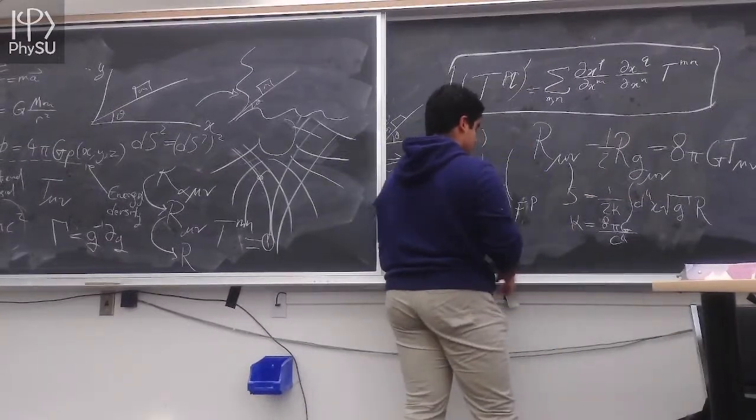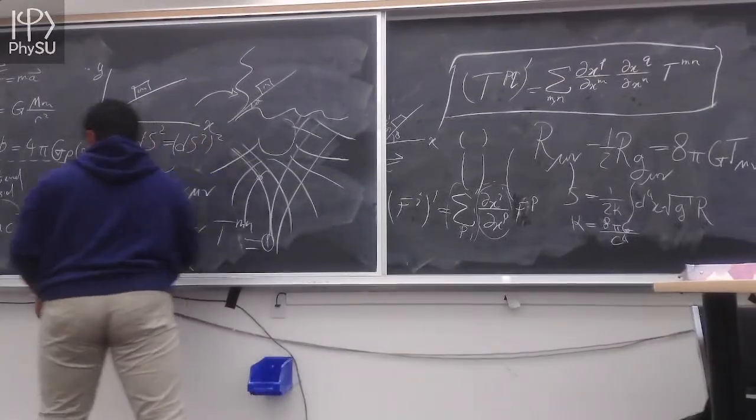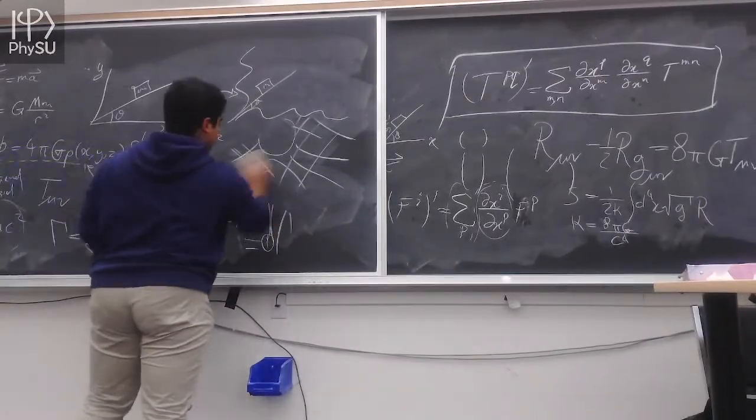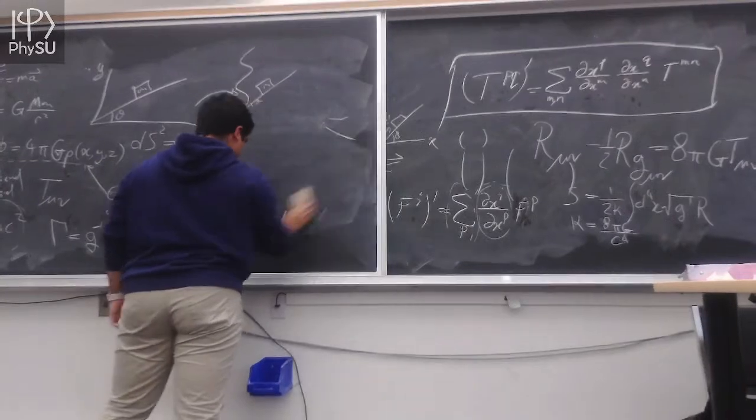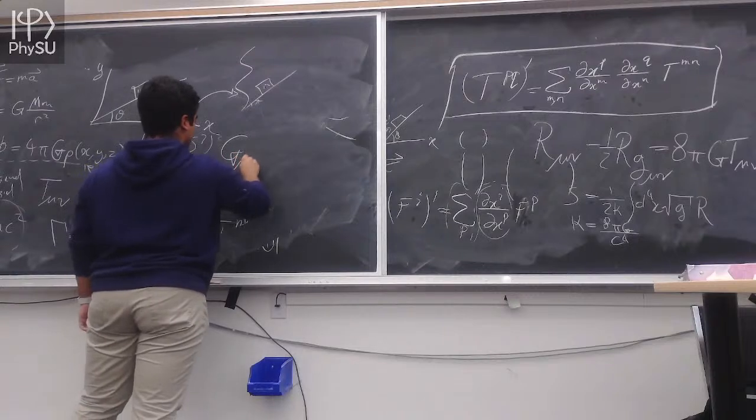you can sometimes see this form of Einstein field equations. Oh my god, where's the eraser? If you go on Wikipedia right now and Google Einstein field equations, this is what it's going to give you.